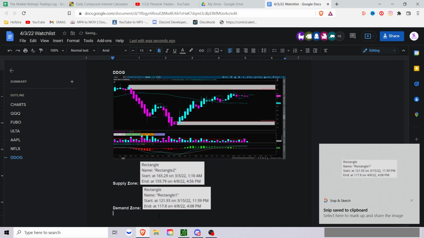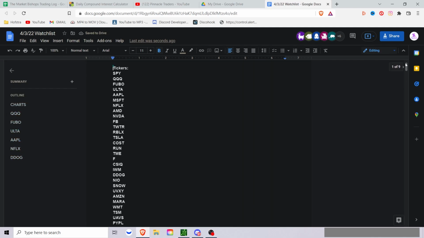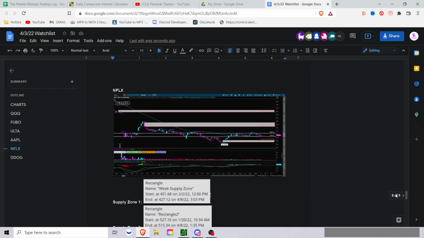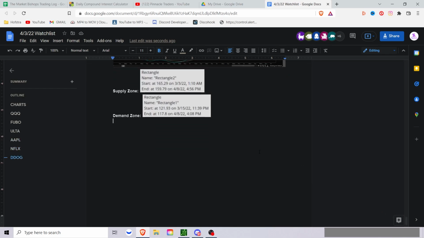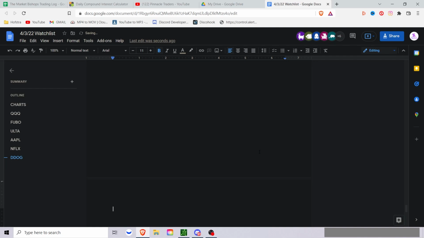Alright, so the supply and demand zones for DDOG were just posted. Now let's go to the next ticker, which is AMD.